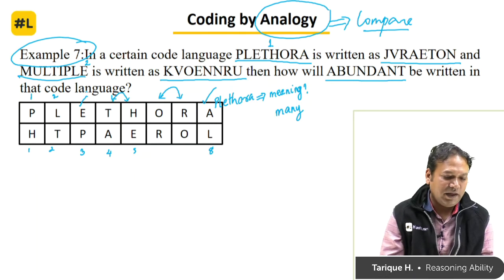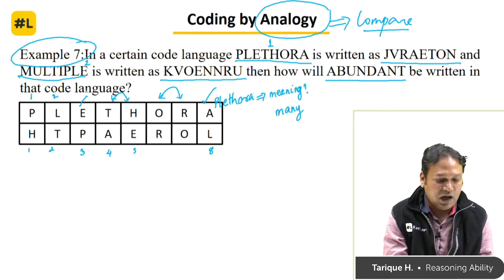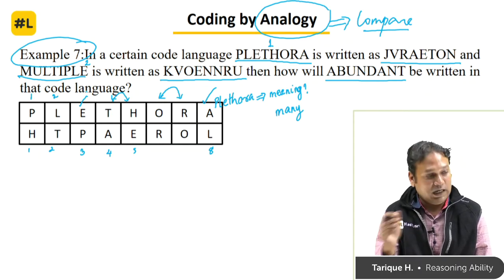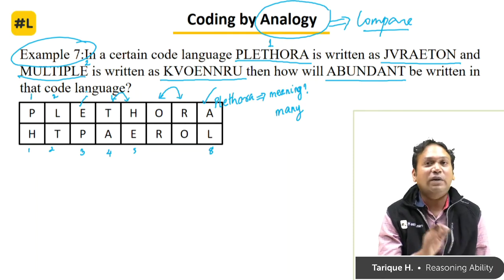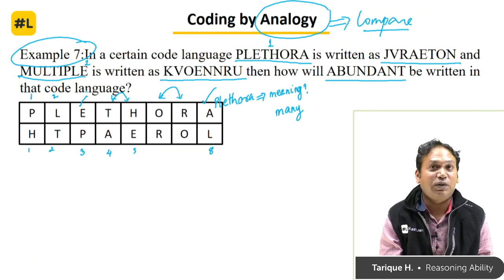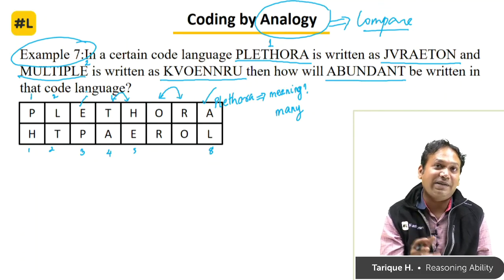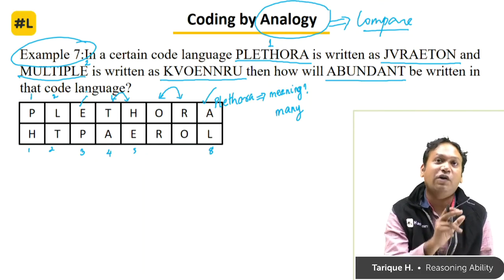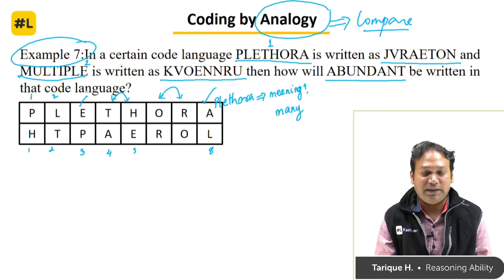So see how it is happening. Now I could have given just this as a question, that if plethora is HTPAEROL, then abundant will be what? That could also be a question. Now Mr. is asking how P is in the third position. See, there is no how here. Two examples I have given. Observe both the examples and see whether the same shifting is happening or not. Right? ऐसा how वाला question होता तो सब बना लेते, right?